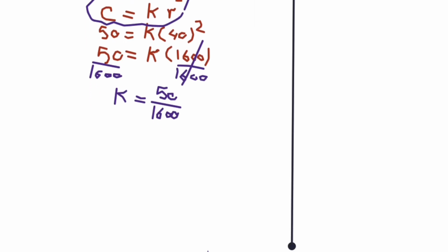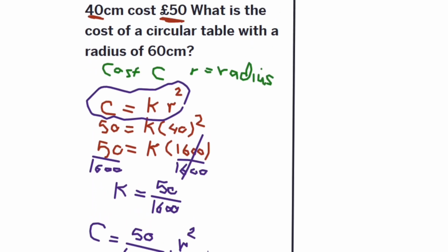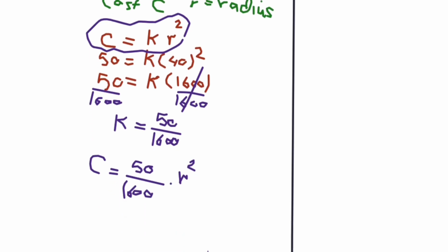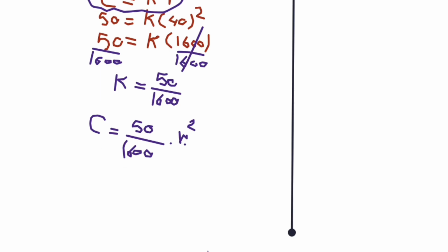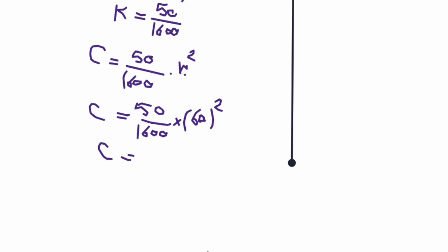So your equation will look like C equals 50 divided by 1600 times the radius squared. Now let's see what the question is asking. What is the cost of a circular table with a radius of 60? So they gave us the radius. So let's plug in, instead of R, we will use 60. So then the cost will be C equals 50 divided by 1600 times the radius. They gave us 60, so it's going to be 60 squared. Just put this in your calculator and you get the final answer.